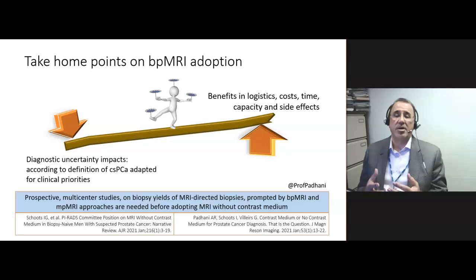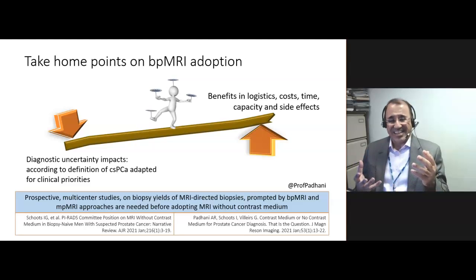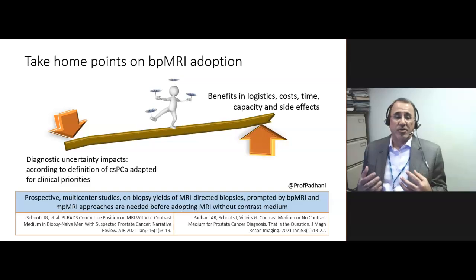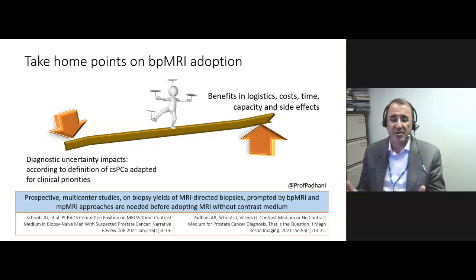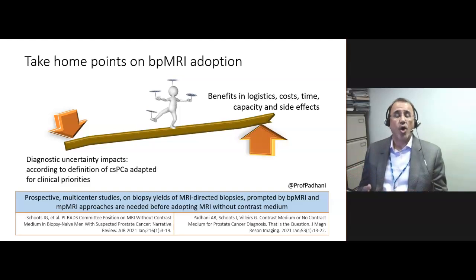So finally, these are my take-home points. We clearly need to think about us as radiologists, thinking about logistics, cost, time savings, capacity, and side effects. But we have to balance this against diagnostic uncertainty that may be brought about by the lack of contrast. The biggest problem we have is that there are no prospective multicenter studies on biopsy yields, prompted by a biparametric approach and a multiparametric approach. We need this before we can be confident about saying that the biparametric approach is enough.